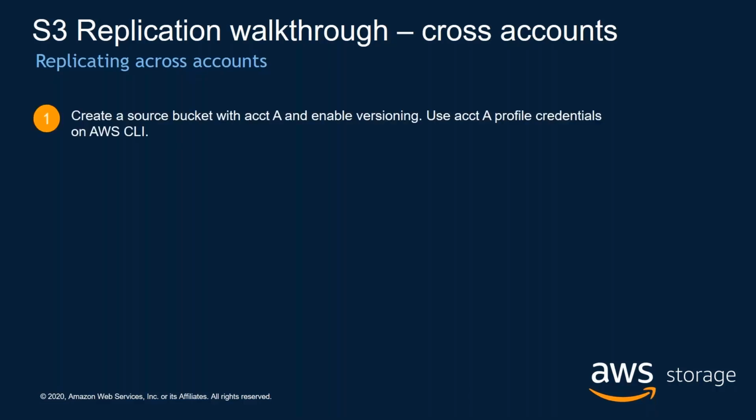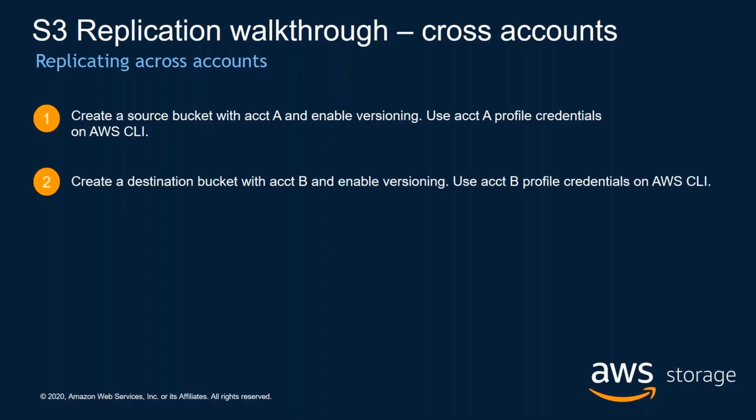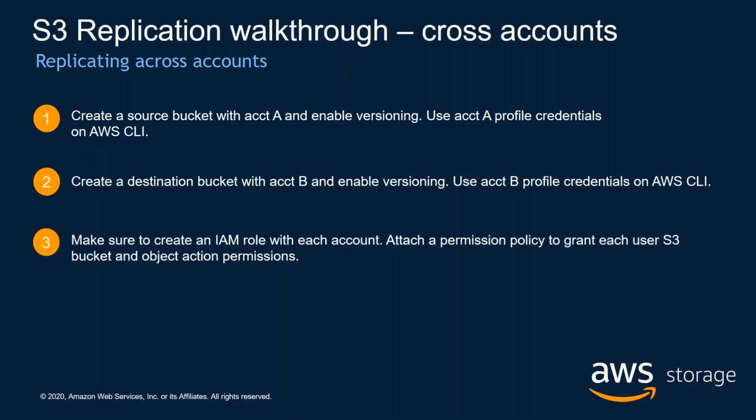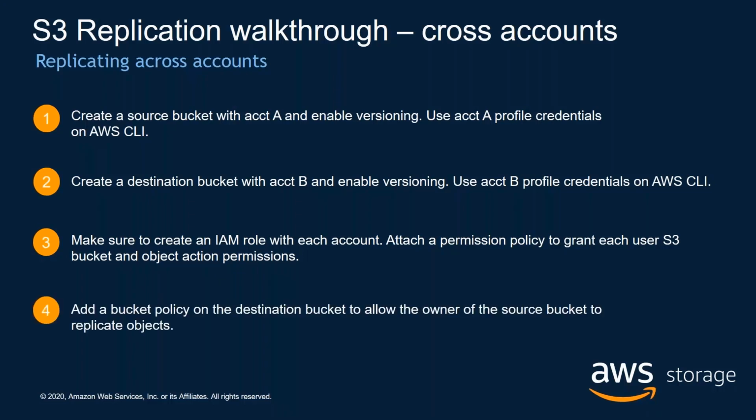First, you will create a source bucket with the first account and enable versioning. Second, create a destination bucket with the second account and enable versioning on that as well. Next, you will need to create an IAM role for each account and attach the required permission policies. Finally, you will need to allow the source bucket to put object replication on the destination.